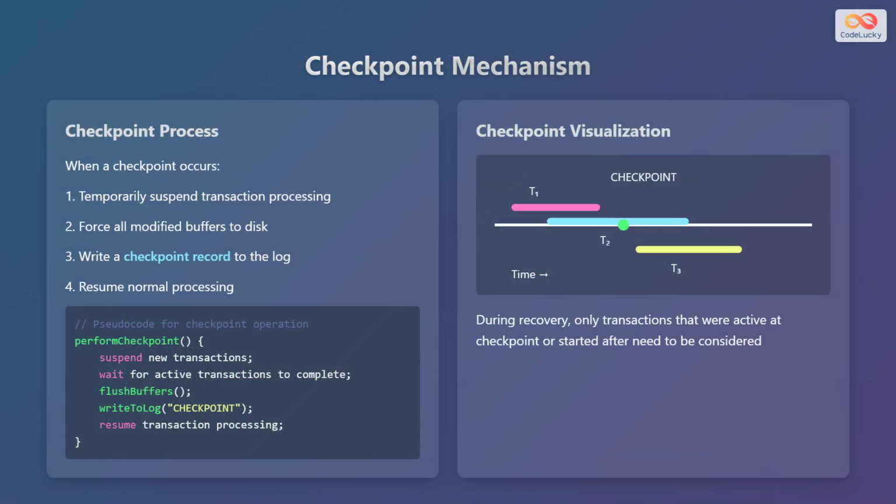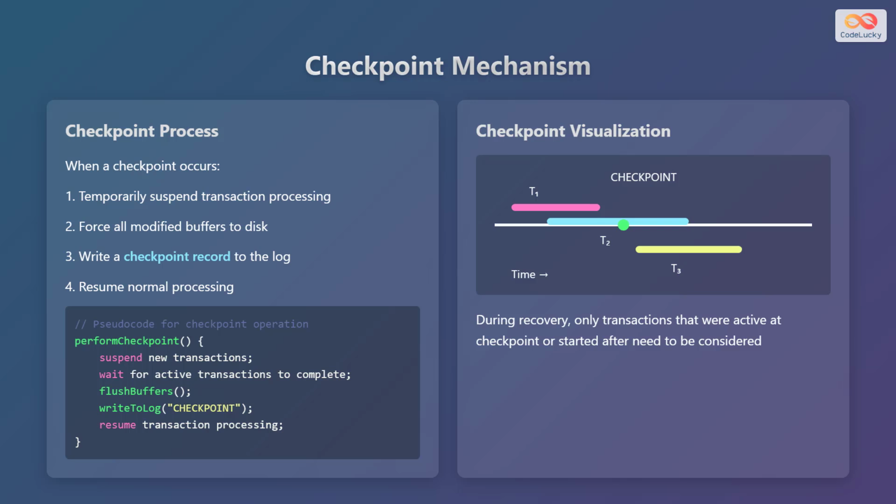When a checkpoint occurs, the transaction processing is temporarily suspended, all modified buffers are forced to disk, a checkpoint record is written to the log, and normal processing resumes. In this pseudocode for checkpoint operation, first suspend new transactions, then wait for active transactions to complete, after that flush the buffers and write to log mentioning checkpoint, and finally resume transaction processing.